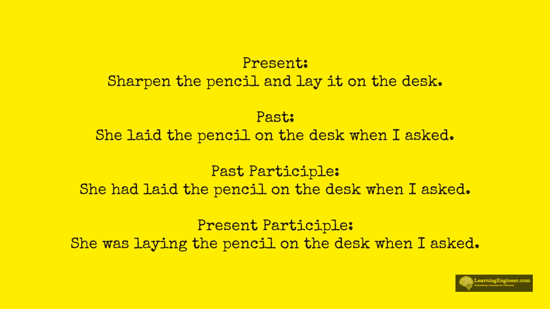So here we have some example sentences that you can look at. For the present tense of lay, we have sharpen the pencil and lay it on the desk. For the past tense, we have she laid the pencil on the desk when I asked. For past participle, we have she had laid the pencil on the desk when I asked. And for present participle, we have she was laying the pencil on the desk when I asked.